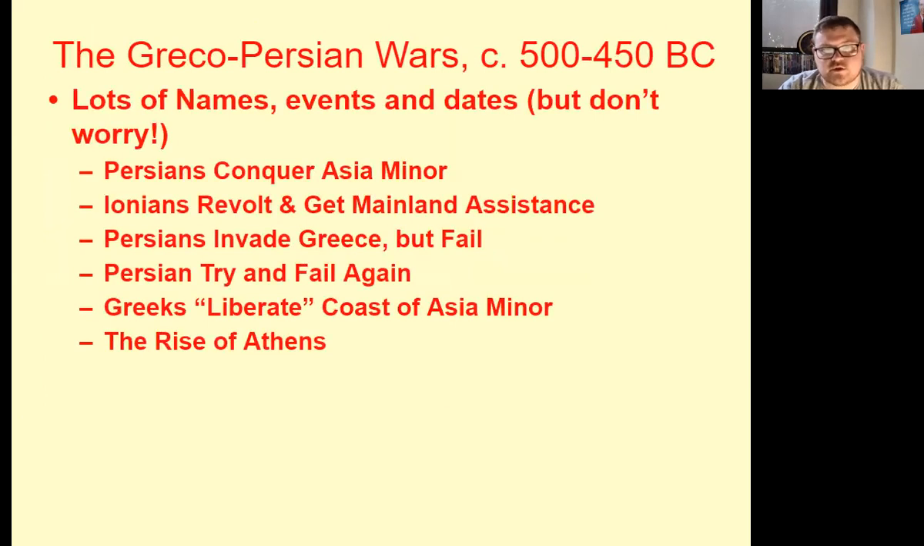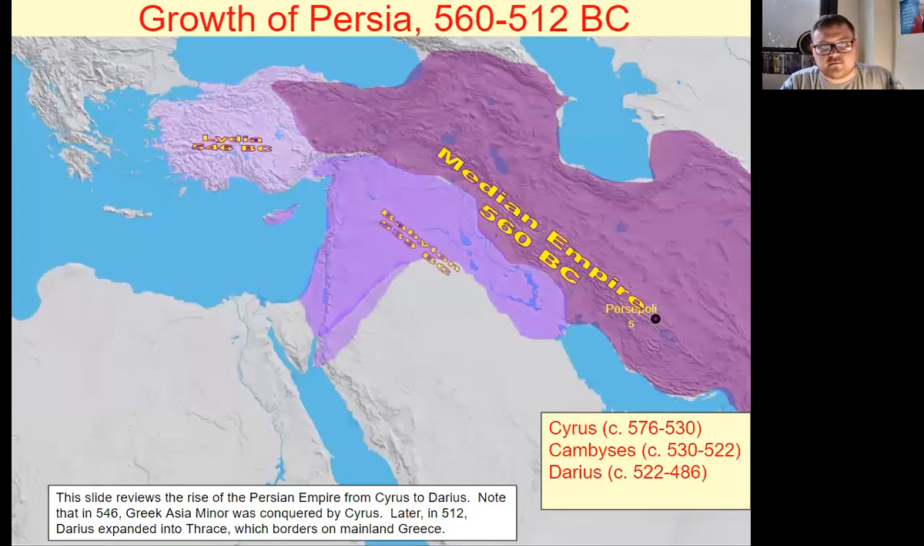And we have the Persian Wars. So there's lots of names, events, and dates, but don't worry, this is the simplicity of it. Persians conquer Asia Minor. Ionians revolt and get mainland assistance. Persians invade Greece, but they fail. Persians try again. They fail again. Greeks liberate the coast of Asia Minor, and then we have the rise of the Athenians in Athens. Okay?